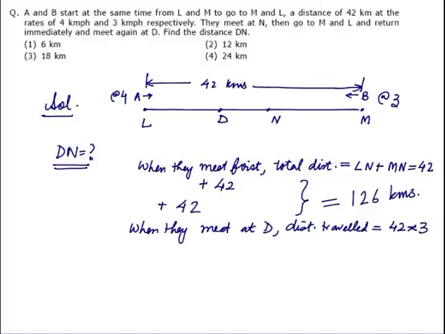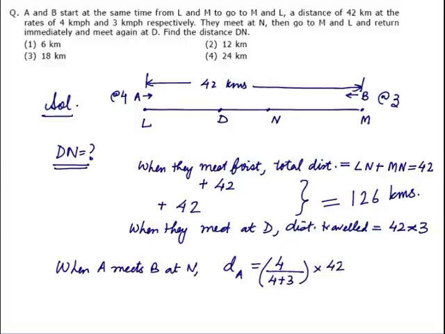Now, when A meets B at N, the times they have taken to travel are the same, and we know by the basic principle that when the time taken is the same, then the distance is covered directly as the speed. So the distance covered by A when he meets B for the first time at N will be 4 upon 4 plus 3. This is the ratio of their speeds, 4 and 3. 4 upon 4 plus 3 into 42.